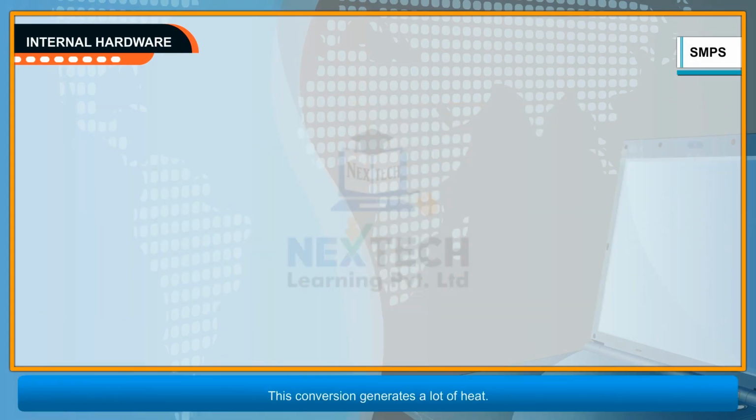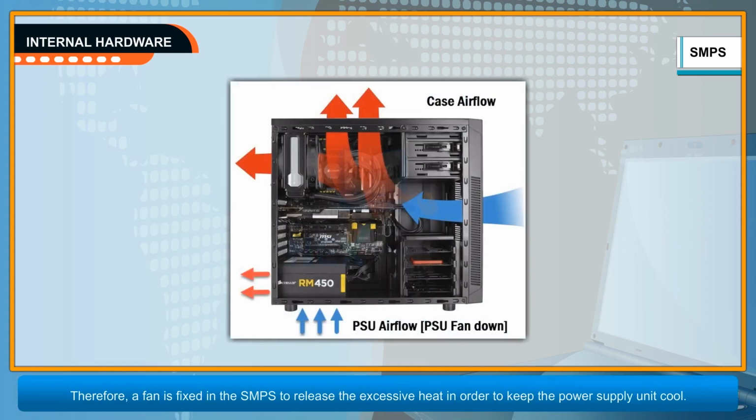This conversion generates a lot of heat. Therefore, a fan is fixed in the SMPS to release the excessive heat in order to keep the power supply unit cool.